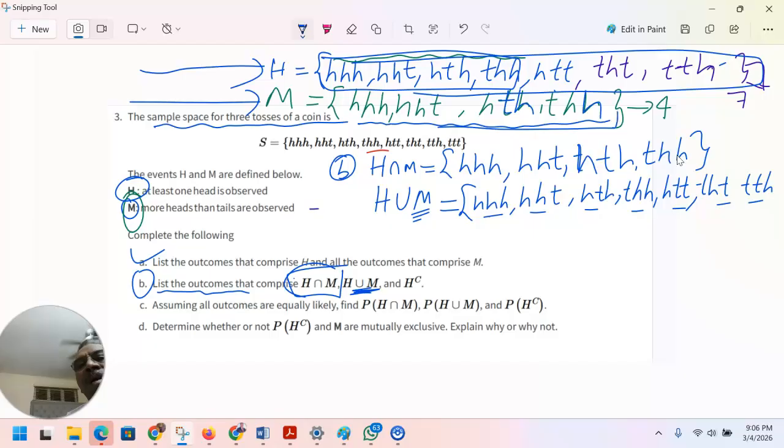Now you also have to put, because there is a union, you put this and this together. But these four pieces are already there. They are the same here. You don't have to repeat. So you already get the same thing. So these are 7 again. That's what this H union M is.